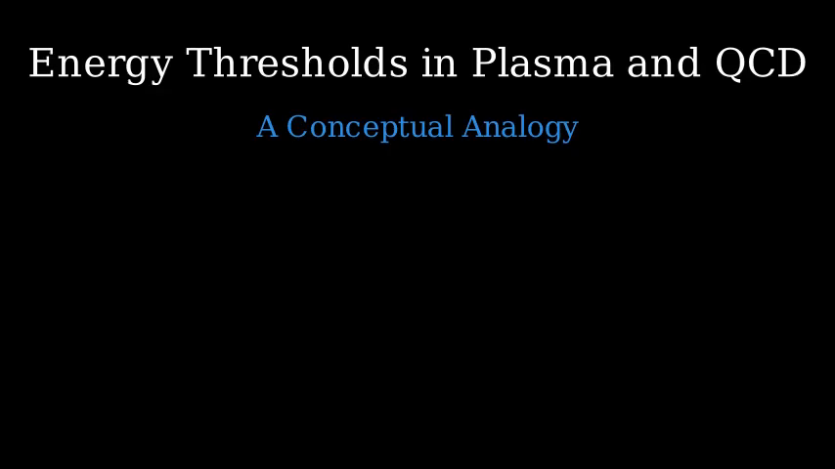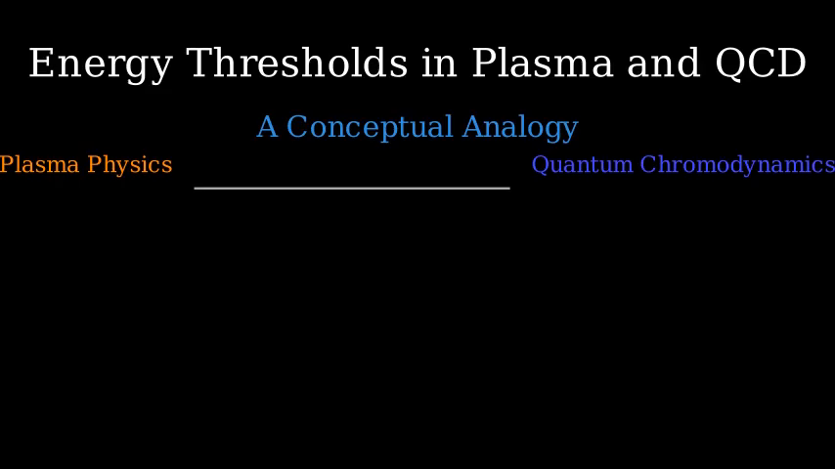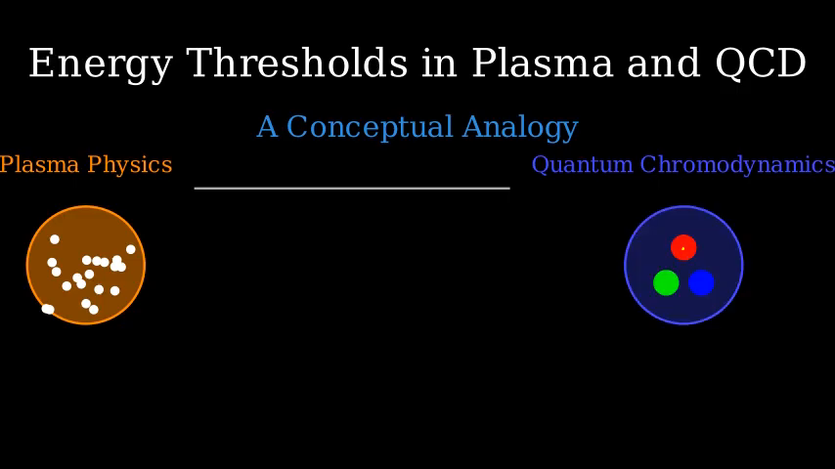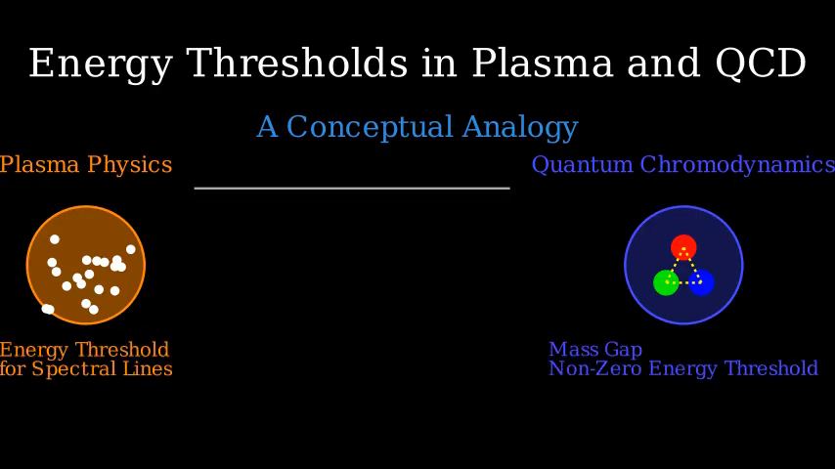Let's start with an overview of our analogy. On one side, we have plasma physics, which studies ionized gases where electrons are separated from their nuclei. On the other side, we have quantum chromodynamics, which describes the strong nuclear force and how quarks and gluons interact to form particles like protons and neutrons. In both cases, we observe discrete energy thresholds that must be crossed for certain phenomena to occur. Let's dive deeper into each side of this analogy to understand the similarities.